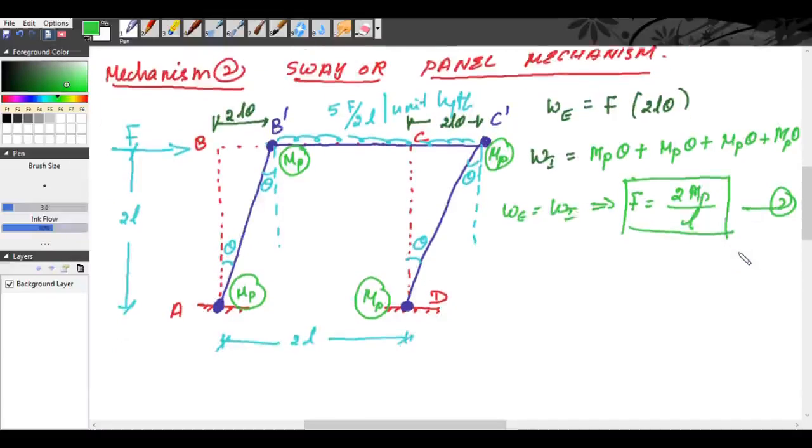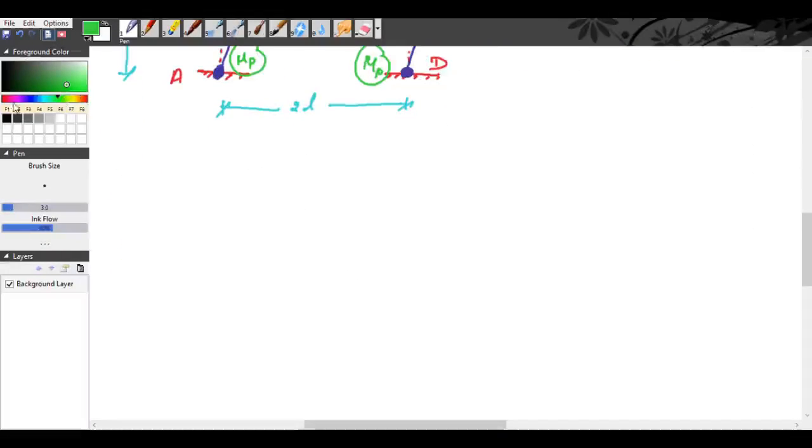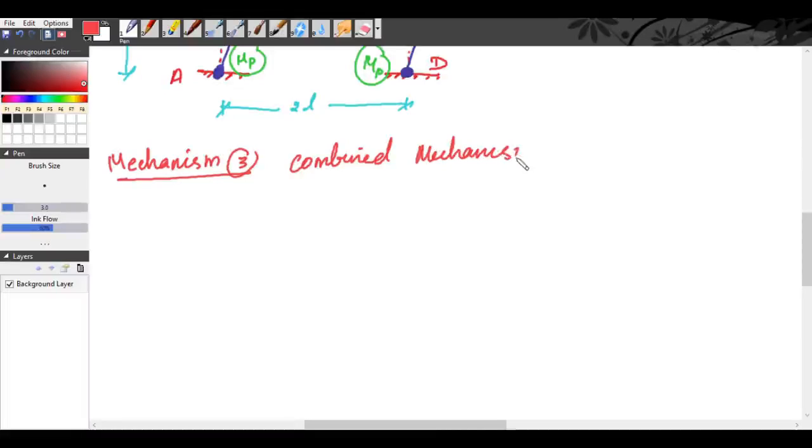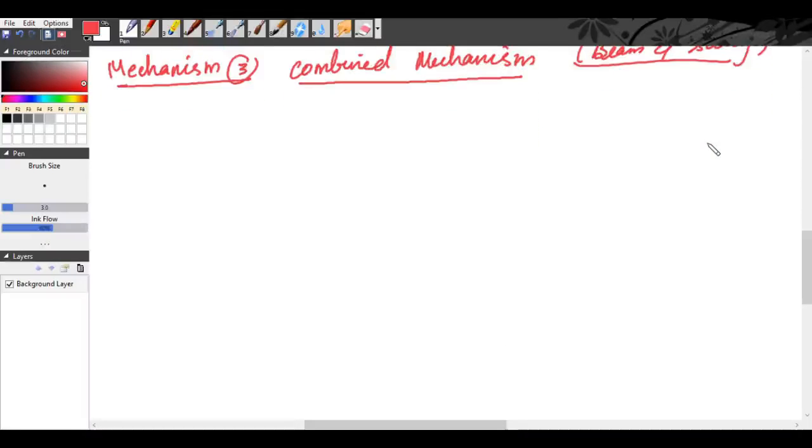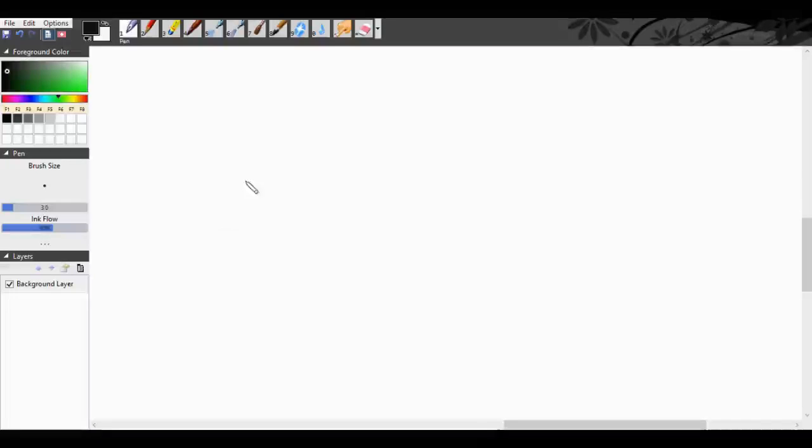Now we will move on to mechanism 3. Mechanism 3 is called the combined mechanism, that is a combination of beam and sway mechanism. So we will draw the given frame first.